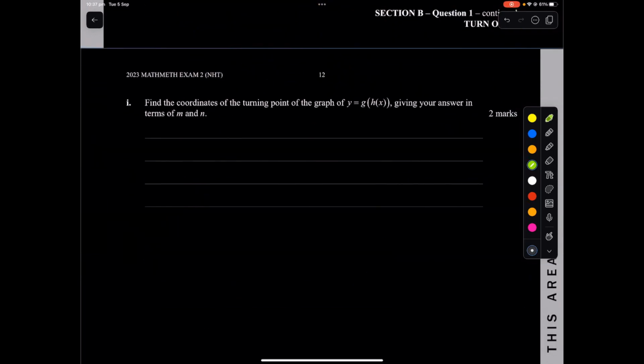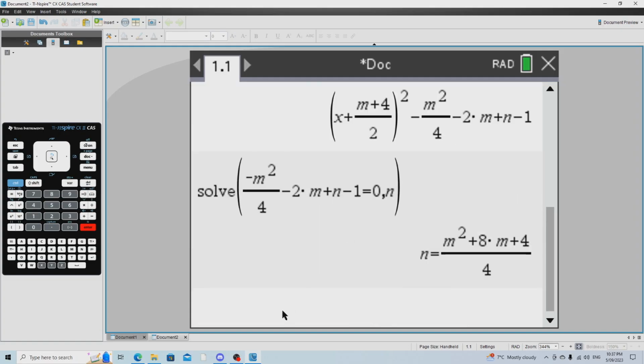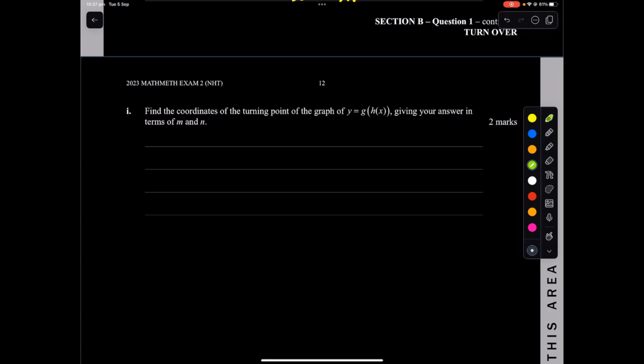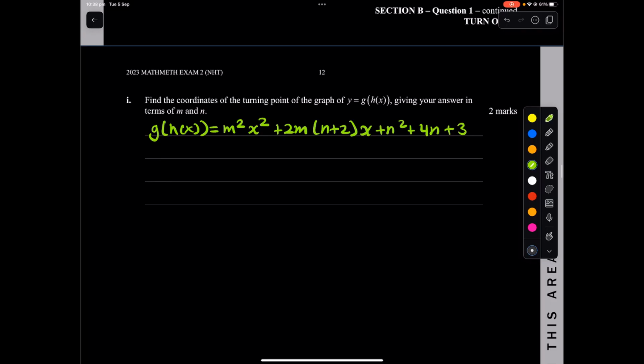Find the coordinates of the turning point of the graph. Give your answer in this form. Okay, so I'm going to go on my CAS and just write it. What's g of h of x? Aha, so it's this ugly function here. So I'm going to write it down. So g of h of x is m squared x squared plus 2m(m plus 2)x plus n squared plus 4n plus 3.